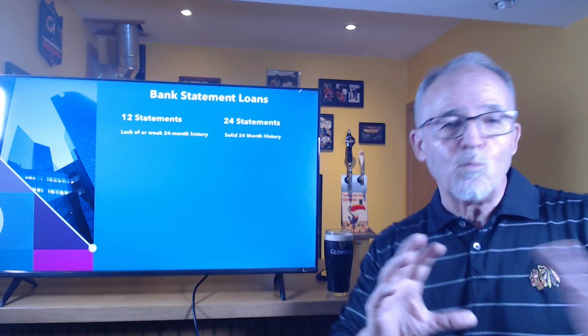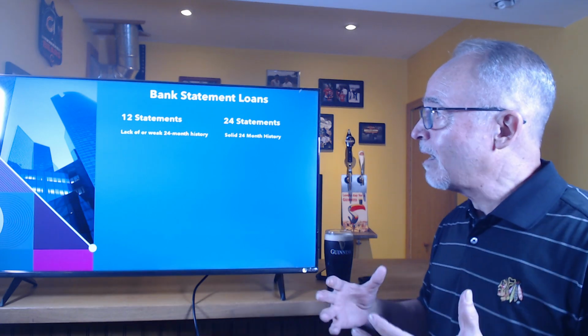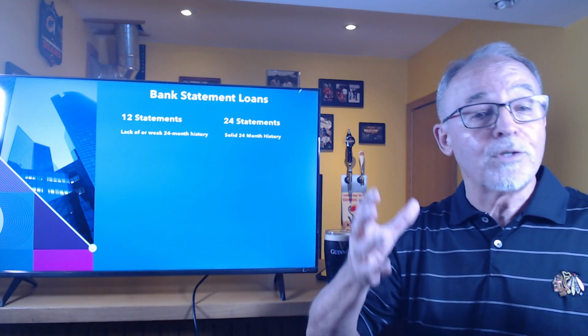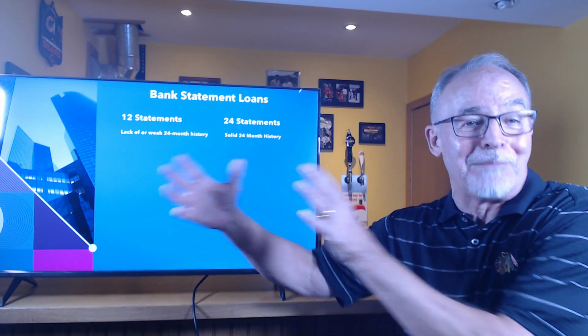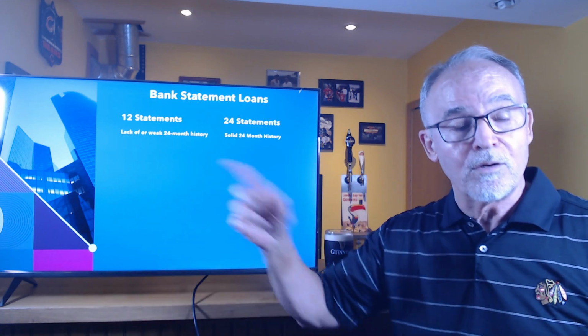So we'll use 12 statements if we have a lack of or a weak 24. Say that the previous year you had a bad year. This year you're rocking. So you want to use those 12 statements. You can't use the other 12 statements if you're having a bad year this year. But you can average them together if you had a good year last year.